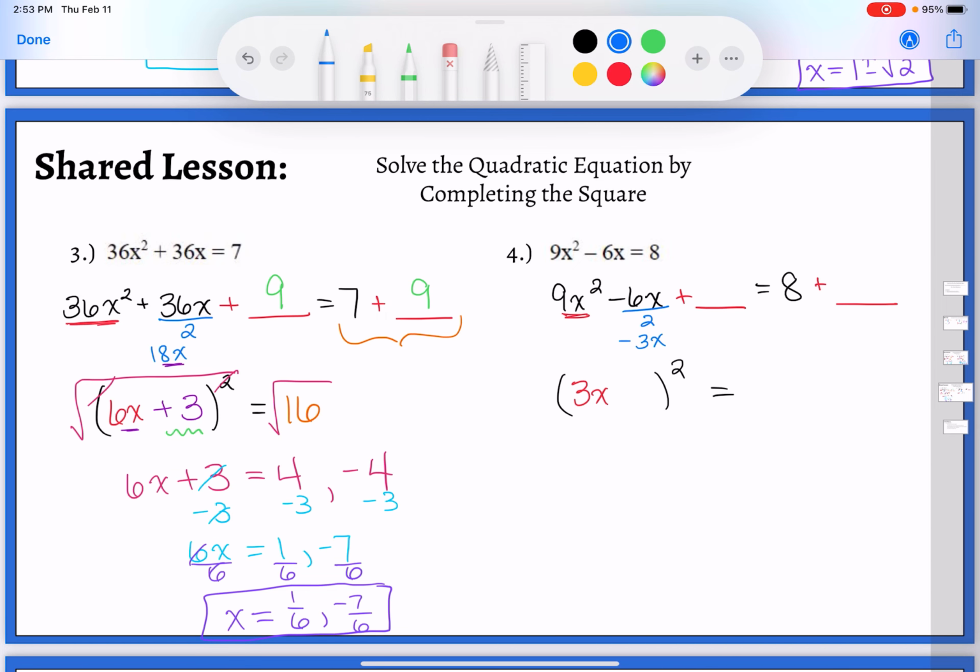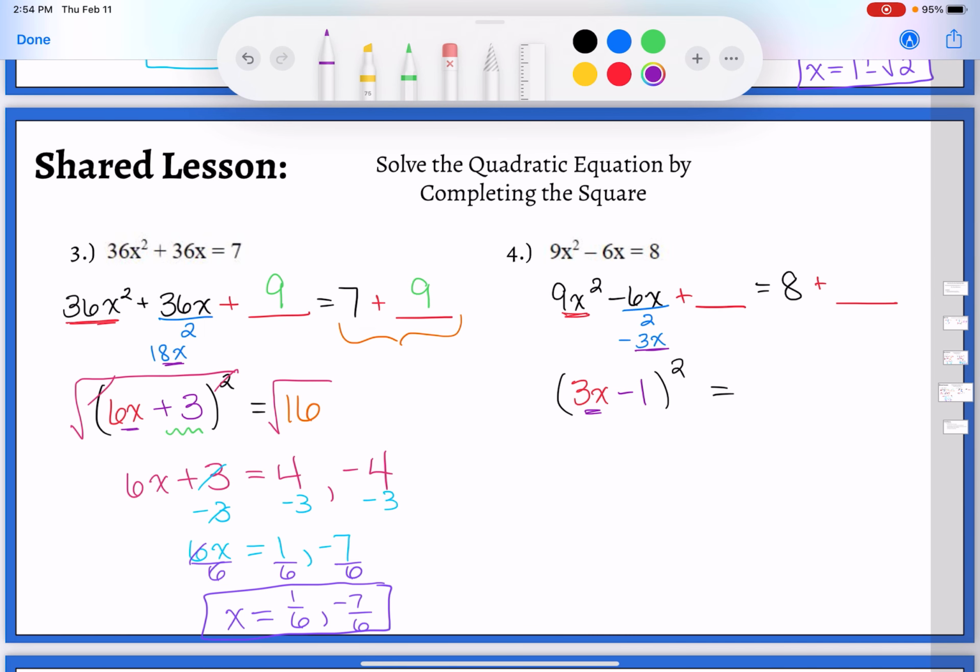Okay, now remember, be careful. A is not x. Our first term isn't just x. Our first term is 3x. So 3x times what gives me negative 3x? 3x times negative 1 gives me negative 3x. So that shouldn't be a negative 3 in those parentheses because my a was already 3x. Now that I know that second term, I take that negative 1 and square it, so negative 1 squared is positive 1 going in that blank on both sides.